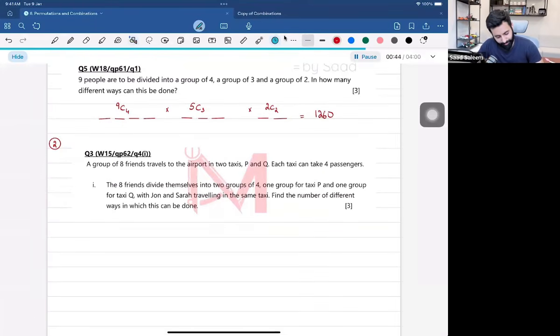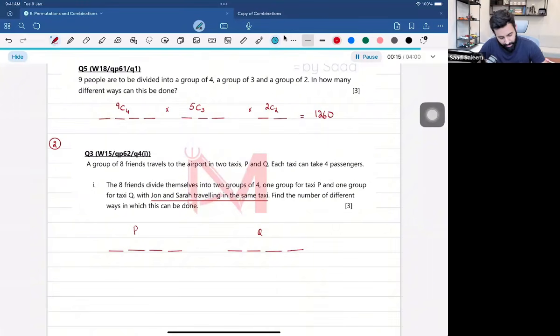Pay close attention. So we have a group of 8 friends who are traveling in 2 different taxis. The taxis are called P and Q. Okay. So let's say this is taxi P. Let's say this is taxi Q. Now, the only condition, other than the fact that they should obviously divide into 2 groups of 4, is that John and Sarah must be traveling in the same taxi. And the question doesn't specify which one. That's the only condition. They should be traveling in the same taxi.